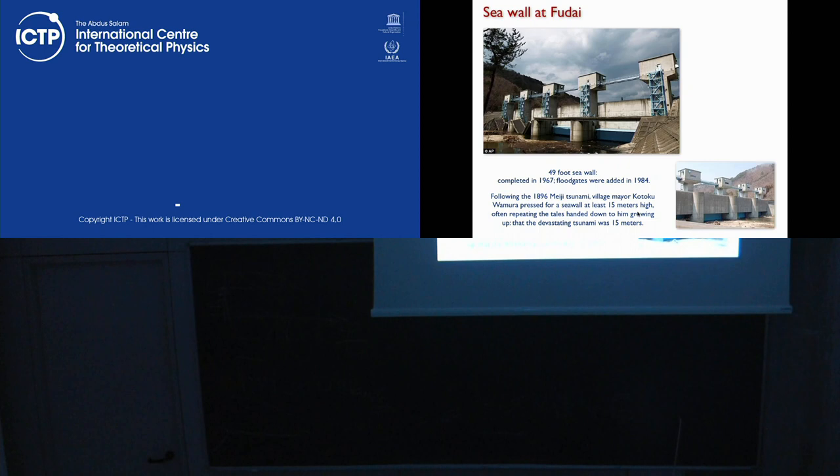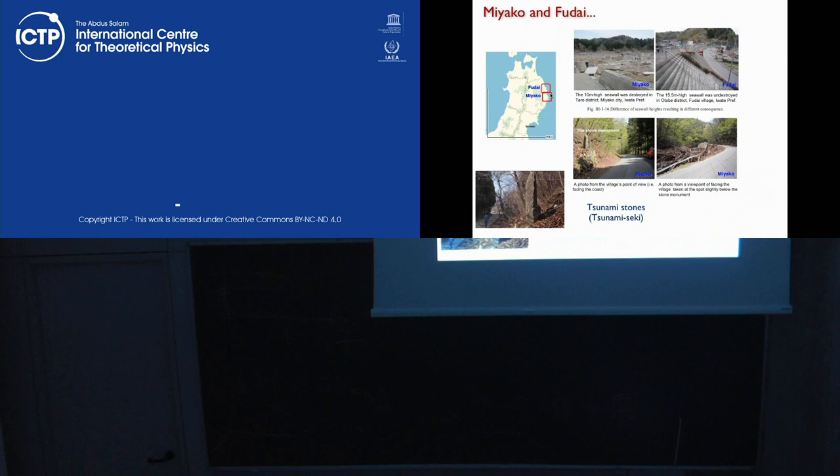If you compare Miyako and Fudai, the two places here, one was safe and the other was not. So the hazard, in some way, with the same estimation, not exactly the same, because in Fudai, the mayor decided to remember these old stones. Those stones had been deployed after the Meiji earthquake, saying, I'm not able to read Japanese, but okay, saying, do not build houses after this, because something happened in the past. So it was written, and he decided to use this as a hazard estimation.